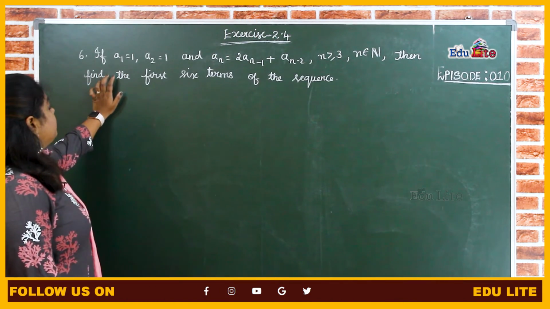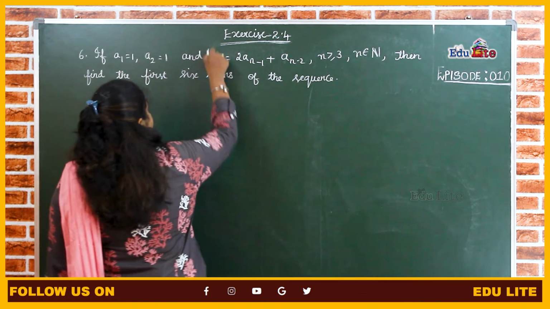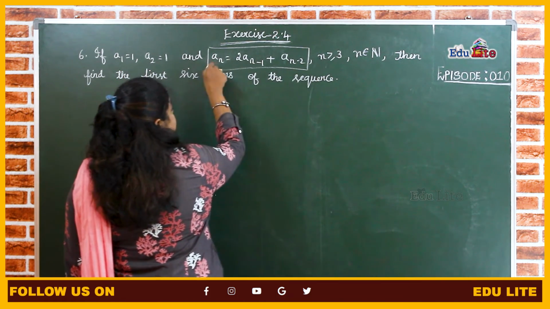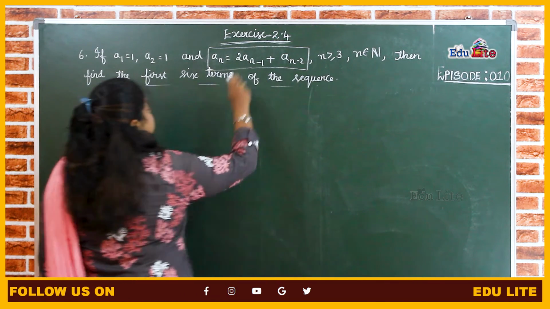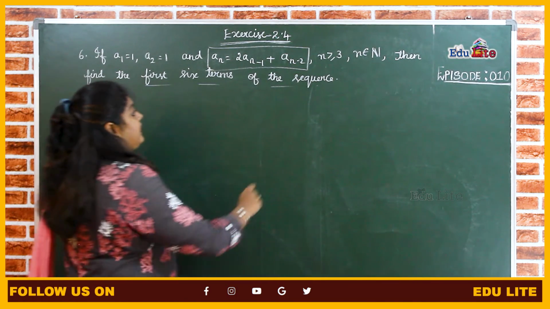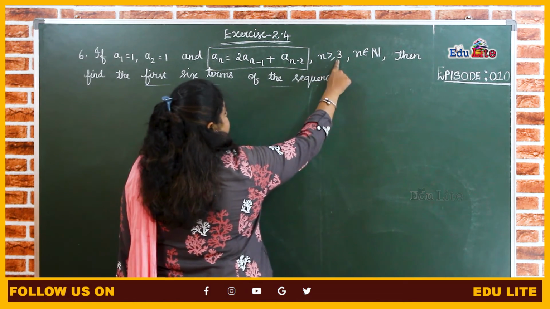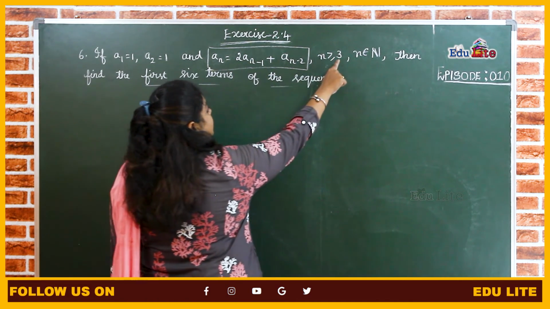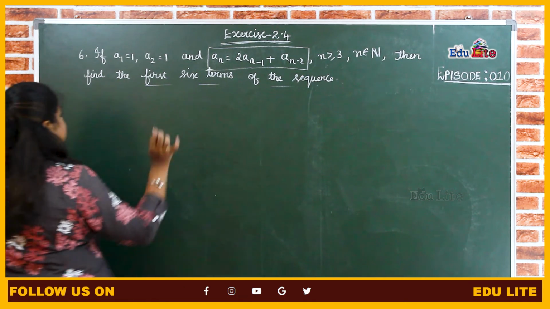The sixth problem, we are given A1 and A2, that is first term and second term, and we are given the nth term. We have to find the first 6 terms of the sequence using the nth term. N value must start from 3, which is greater than or equal to 3. 3 is included. So, to find the third term, we have to start with 3, 4, 5 and 6.